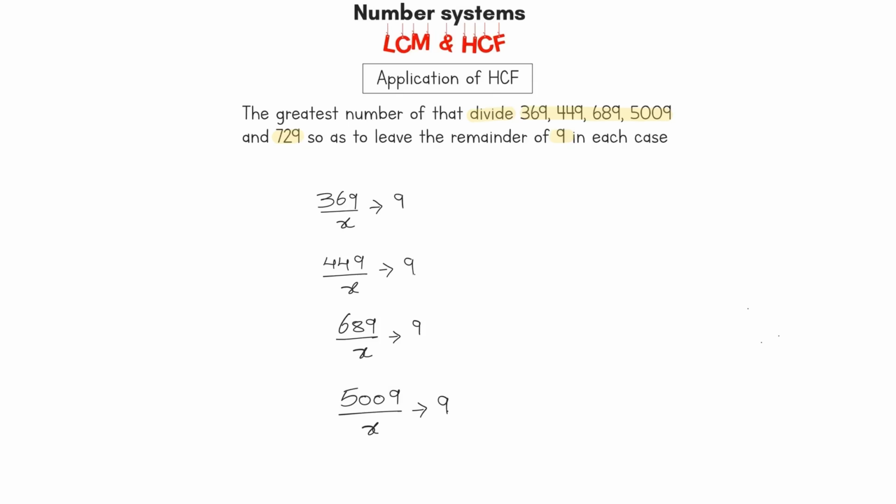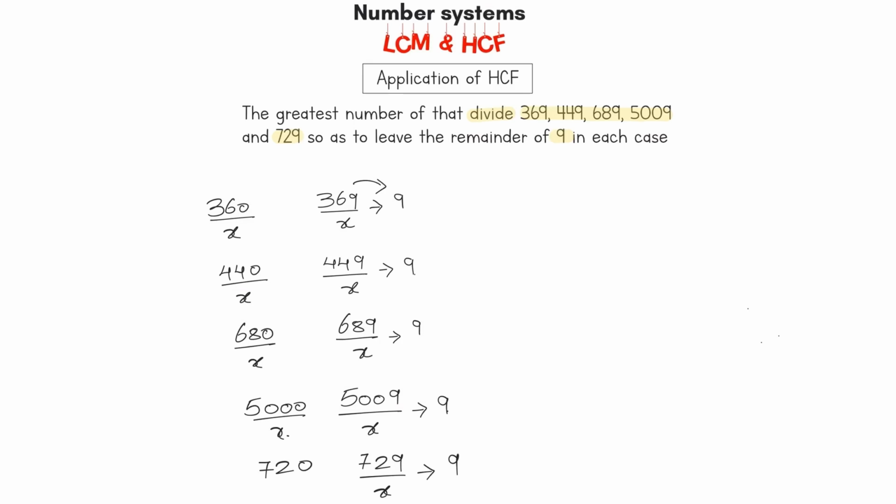Which means I'll apply the previous logic. 369 minus 9, which is nothing but 360, will be completely divisible by this number. And so will 440 be completely divisible by this number. So will 680. And so will 5000. Let's take the last number here. 729 divided by this number gives the remainder of 9. And so 720 will be completely divisible by this number.